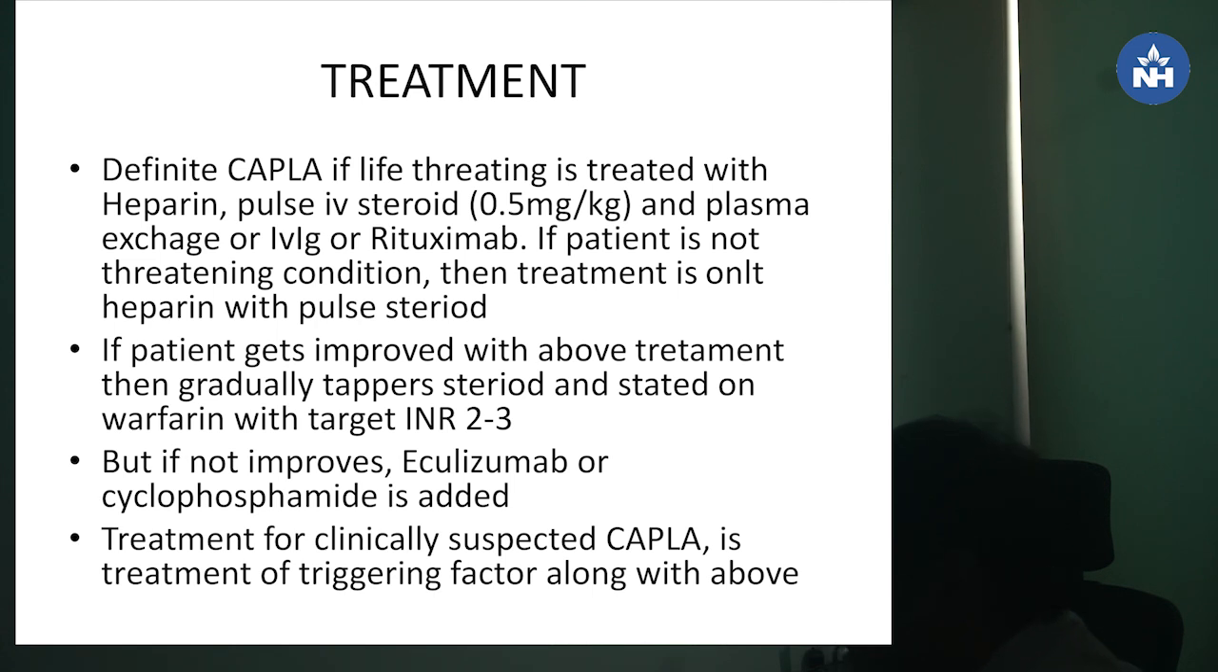If the patient improves with the above treatment, then gradually taper the dose of steroid and start warfarin with a target INR of 2 to 3. If the patient does not improve, then eculizumab or cyclophosphamide is added. Treatment for clinically suspected catastrophic APLA is treatment of the triggering factor along with the above.